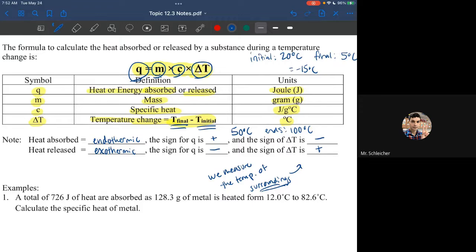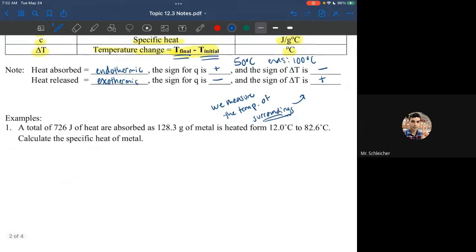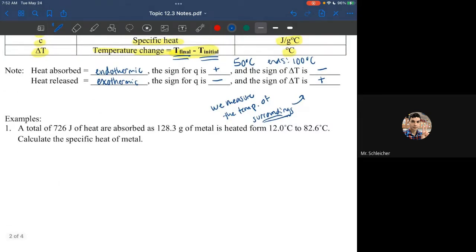All right, just conceptual thing there. Let's move on to some examples here. This is the meat and potatoes of this lesson. If you're able to solve these types of problems, then you'll be able to do 90% of what the final exam is asking of you.